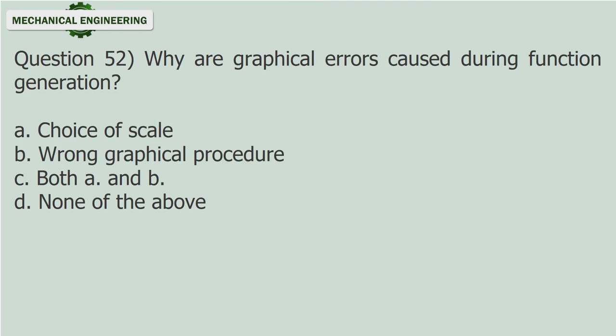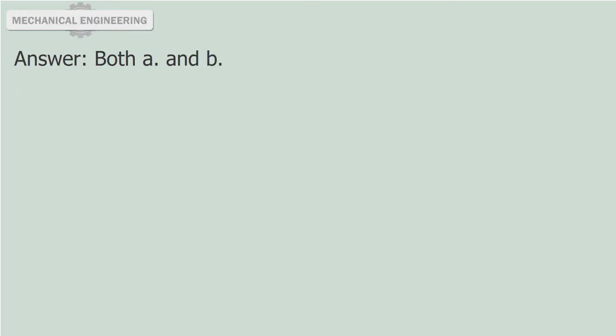Question 52. Why are graphical errors caused during function generation? A. Choice of scale. B. Wrong graphical procedure. C. Both A and B. D. None of the above. Answer: both A and B.